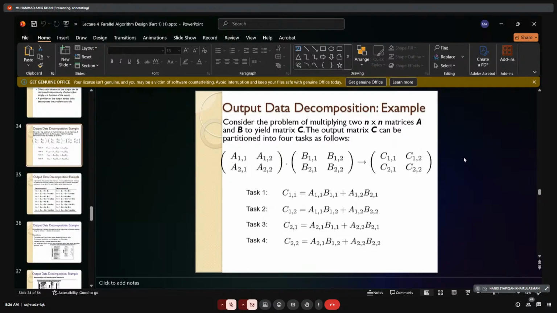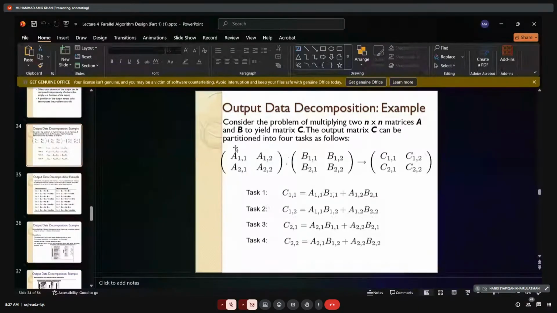How do we get C11? We get C11 with A11, the first row, first column, multiplied with the first value of the second matrix, B11, plus A12 multiplied with B21. So we take the first row of A and the first column of matrix B.